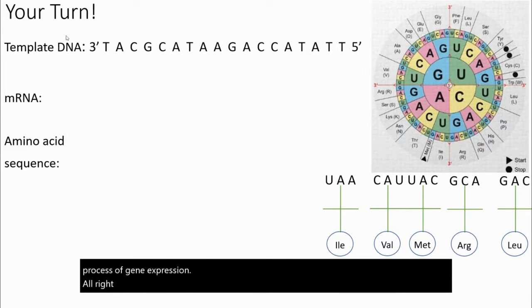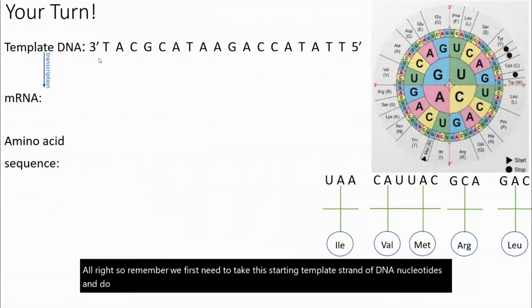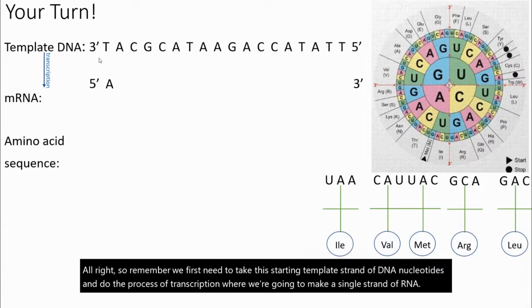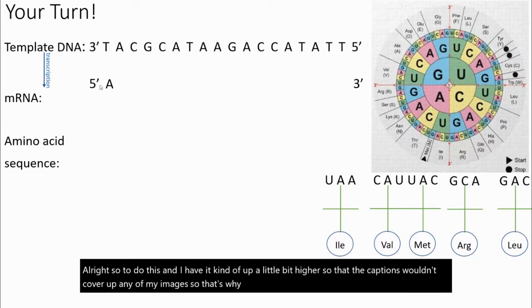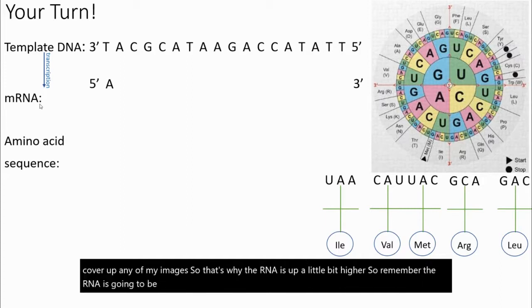All right, so remember, we first need to take this starting template strand of DNA nucleotides and do the process of transcription, where we're going to make a single strand of RNA. I have it up a little bit higher so that the captions wouldn't cover up any of my images. That's why the RNA is up a little bit higher. So remember, the RNA is going to be anti-parallel and complementary to that template DNA strand. So the RNA is always going to run 5' to 3'.